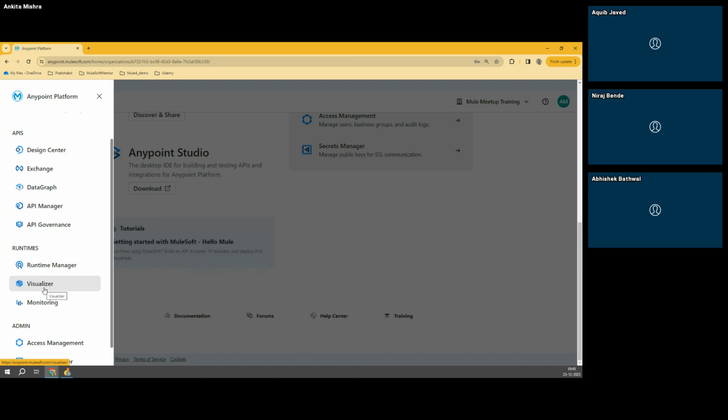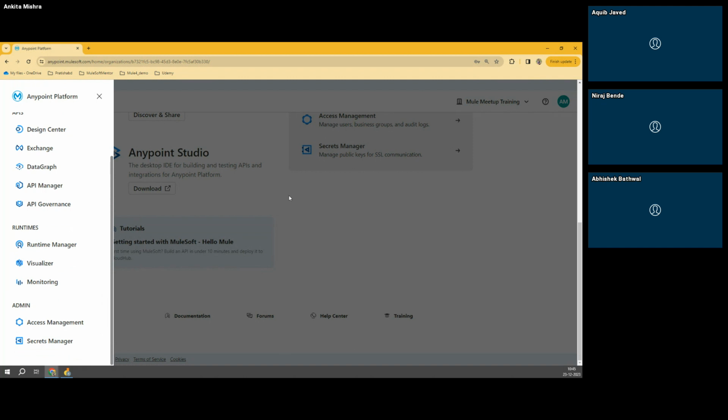So you can actually see in a graphical manner how many policies are being applied. If you want to troubleshoot an API, you should be able to do it through the Visualizer. And monitoring is not specific to a particular API. Rather, using Anypoint Monitoring, you will be able to monitor the health of your APIs in the application network as a whole. All the APIs present in your application network can be monitored through Anypoint Monitoring.